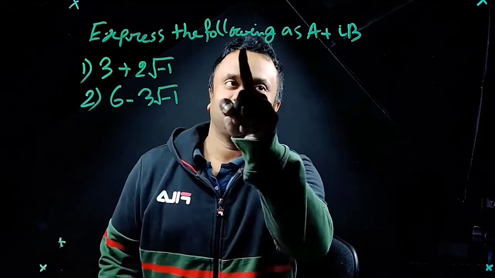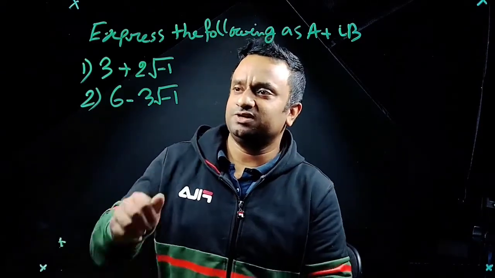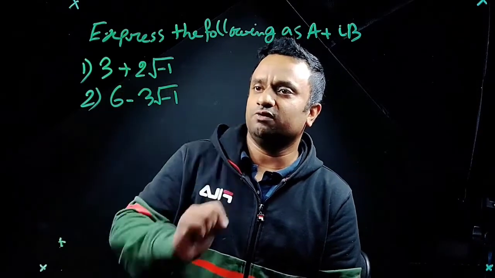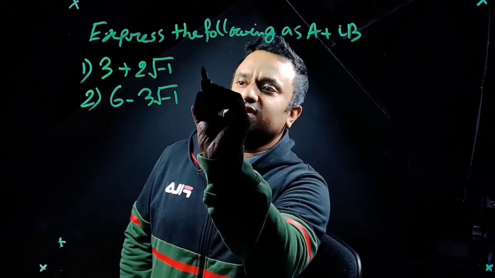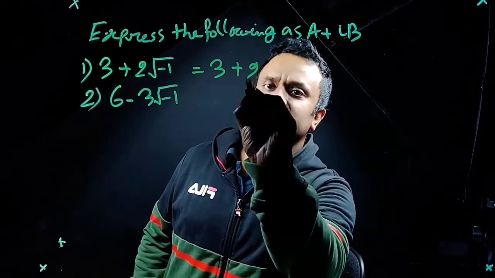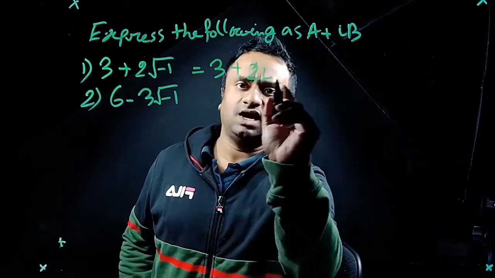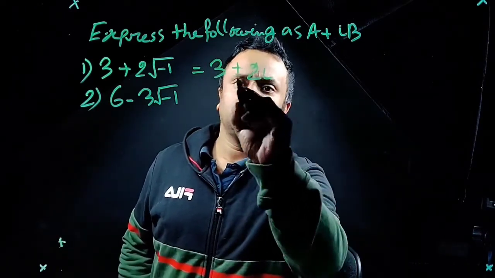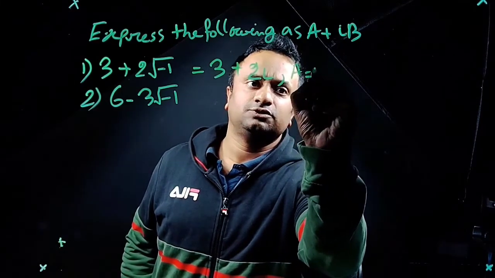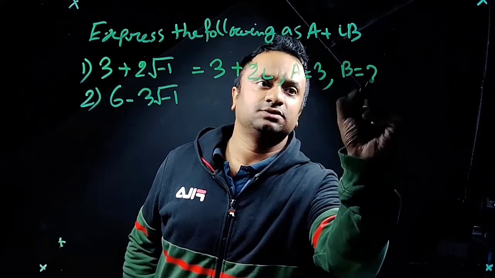Here we need to express the following complex numbers as a plus ib. So the first one is 3 plus 2 square root of negative 1. So we can write it as 3 plus 2i, because square root of negative 1 is i. So here my a is 3 and b equals 2.